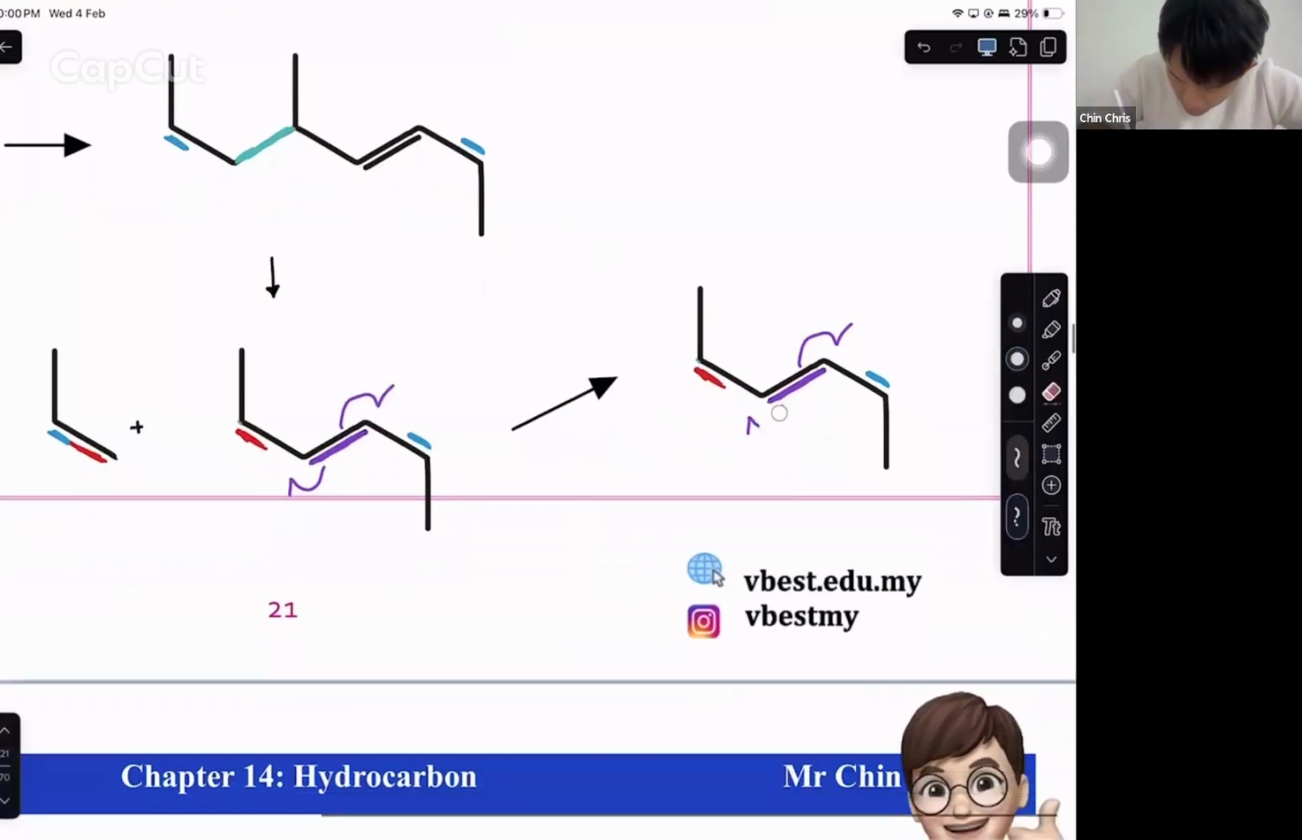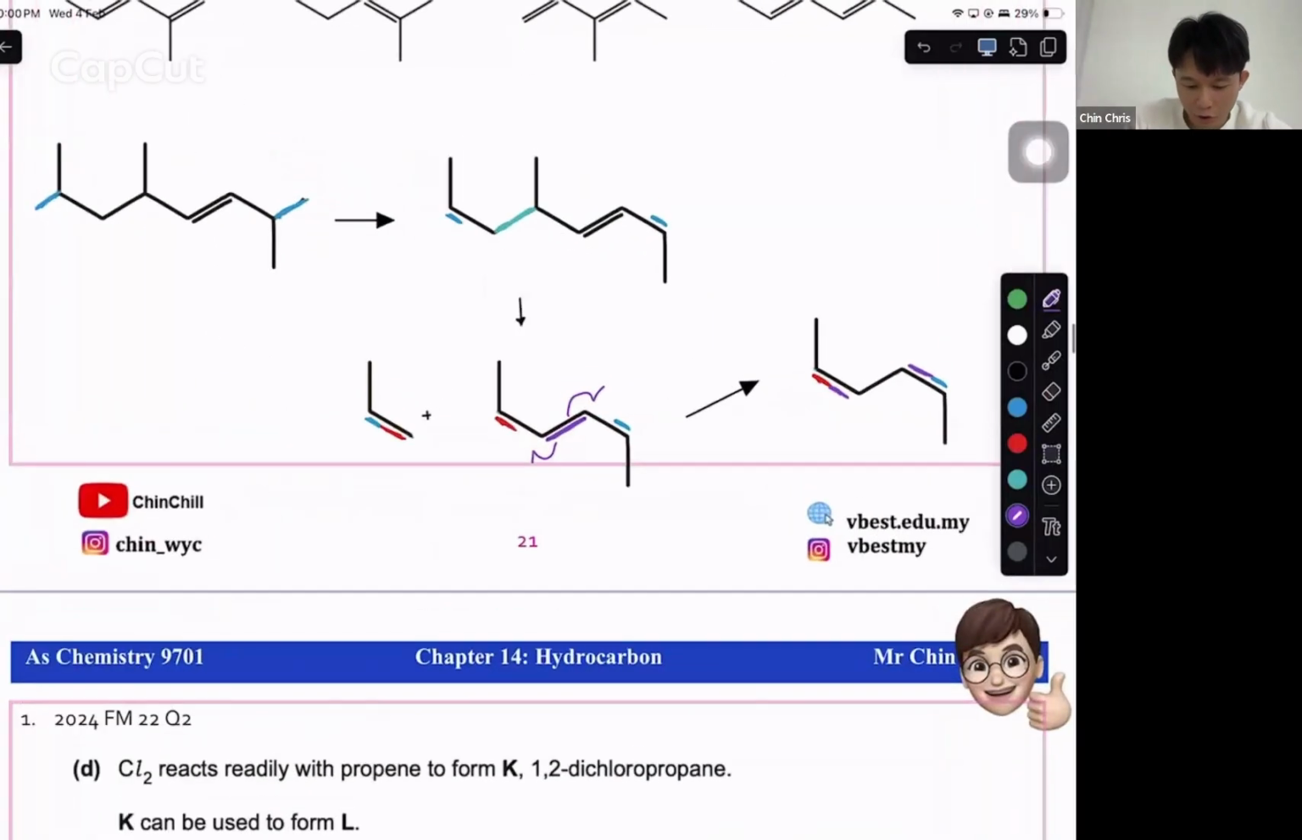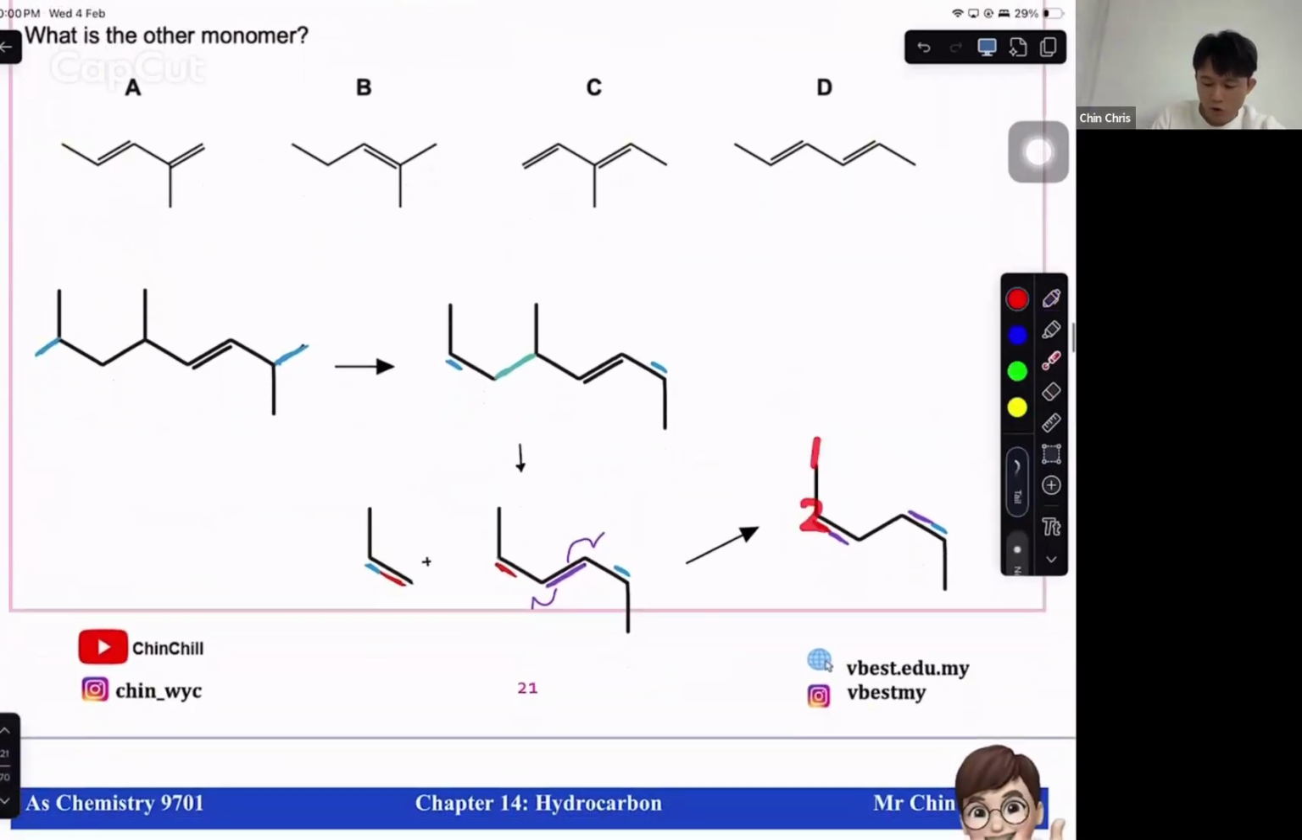Final answer? 100%. Ding, ding, ding. So your answer is 1, 2, 3, 4, 5, 6, with a double bond at 2 and a double bond at 4. 1, 2, 3, 4, 5, 6, double bond at 2, double bond at 4, and booyah. Whoever got D, I am super proud. Kinda fun or not? Quite fun, right?